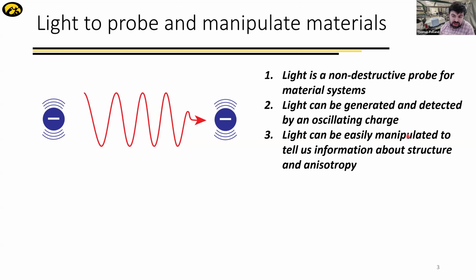And another really interesting thing about light is that we have a lot of very developed optical technology, which allows us to control the properties of light, and that allows us to change what we can see about a material. So, for example, we can use polarized light, aligning it in different directions, and get information about changes in the properties of materials depending on orientation.